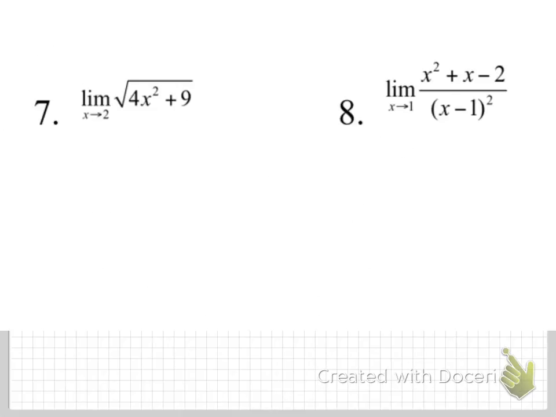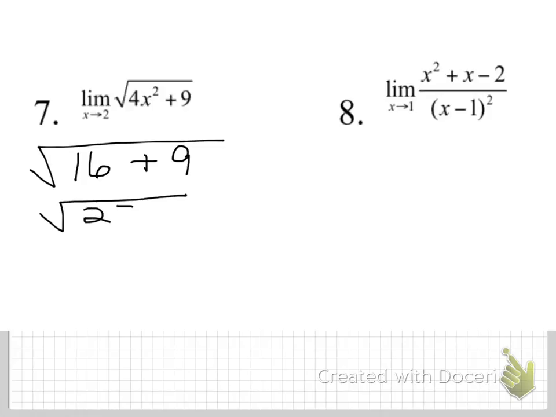In problem number 7, we're trying to figure out what happens to this function in the limit as x goes to 2. So the first thing we're going to do is plug in the 2. Under the radical, so I still have the radical, I'm going to have 4 times 2 squared. 2 squared is 4, so 4 times 4 is 16, plus 9 gives me radical 25. Now the question is, is my answer going to be 5 or plus and minus 5?